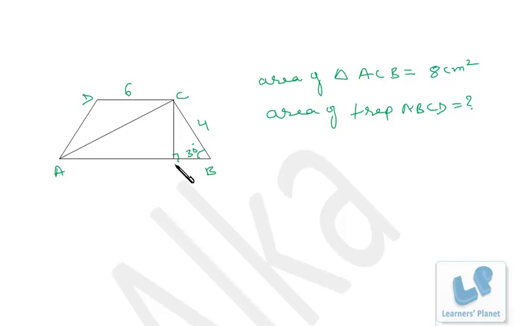Now area of ACB is 8 centimeter square. I suppose this to be x. Now relationship between this and this is given by sine theta, right? So x by 4 is sine 30 degree. Sine 30 degree is 1 by 2. That means x is equal to 2. That means this length is 2, right? Or we can say altitude of this trapezium is 2.